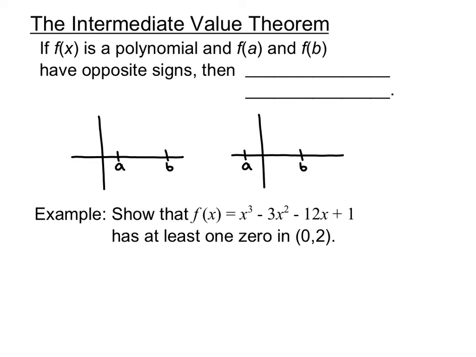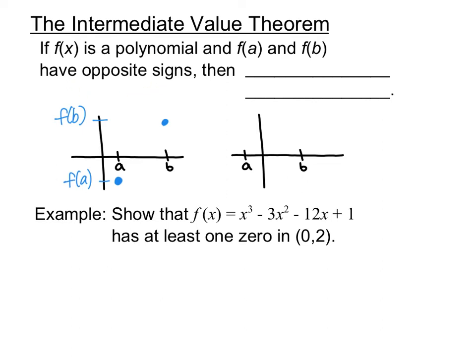Let's look at my first graph here. Let's say that my f of a is down here. Notice that f of a is negative because it's below the x-axis. And let's say that my f of b is over here. So here I have an example where f of a is negative and f of b is positive. So indeed, f of a and f of b have opposite signs. One's negative and one's positive.